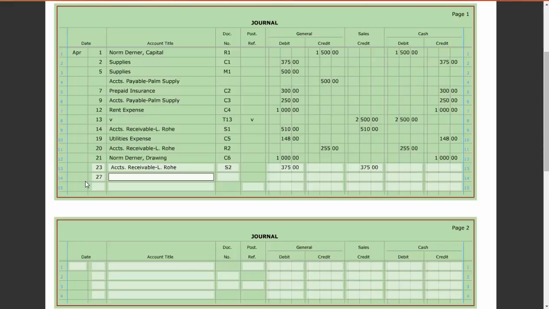Then we have to figure out what account we're going to be affecting. Aaron, what account would we be affecting? Norm Dermer drawing. And how do I know that? They don't give me in the instructions all of my account titles. But if I look at transaction number 1, it says Norm Dermer Capital. So if he is the owner, he has the capital account. So I would know that Norm Dermer drawing is going to be the withdrawal account. So I'm going to do C7. So I'm going to do a general debit for $500 and then a cash credit for $500.